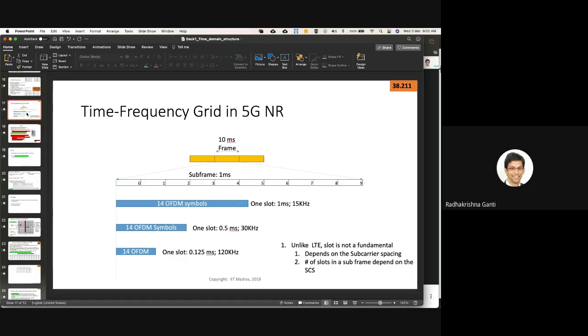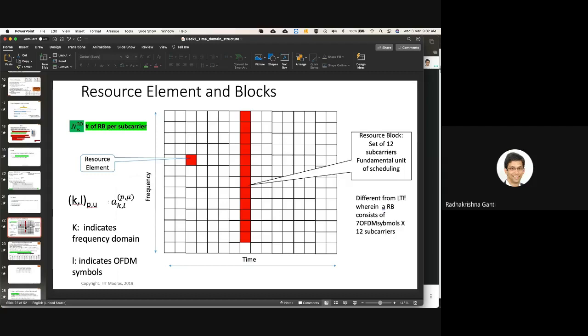And we have also seen the resource grid. 12 subcarriers form a resource block. That's something we have to keep in mind. And we also saw the indexing and other things.